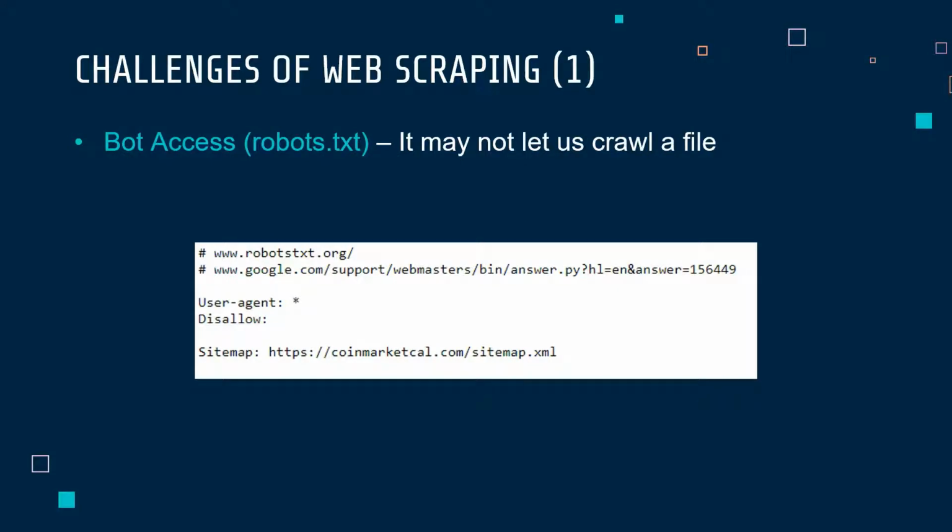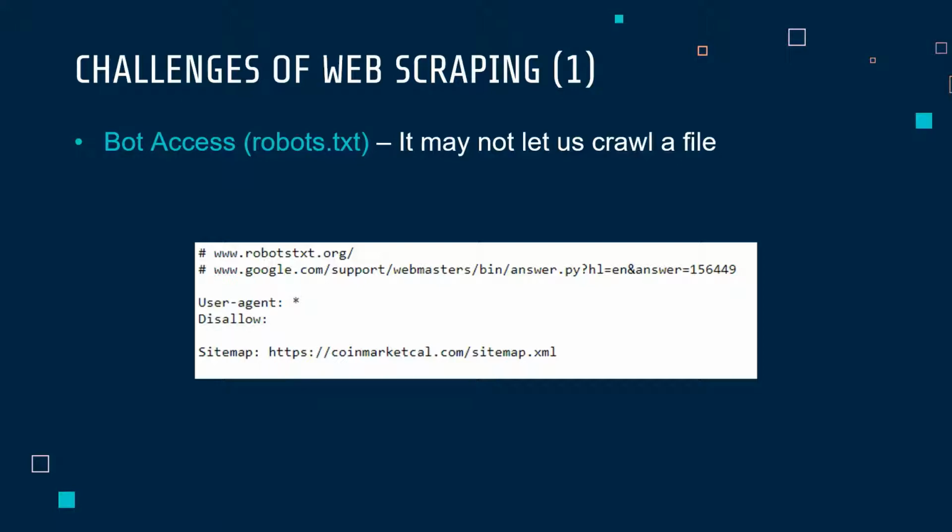Now, there are quite a few challenges when it comes to web scraping. The first one is bot access, which basically means each site has a robots.txt file that states what user agents are allowed to crawl the site and what files they are allowed to crawl. There's a way to bypass this file, however, it's illegal.